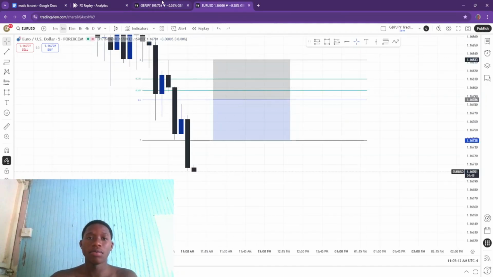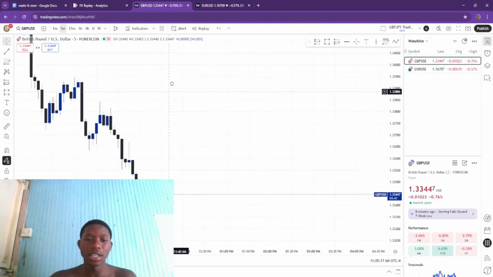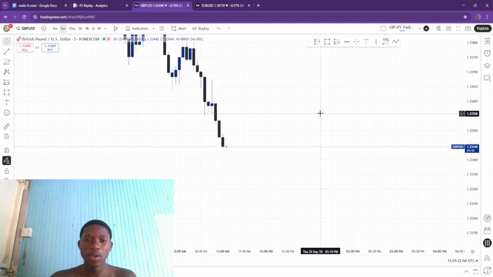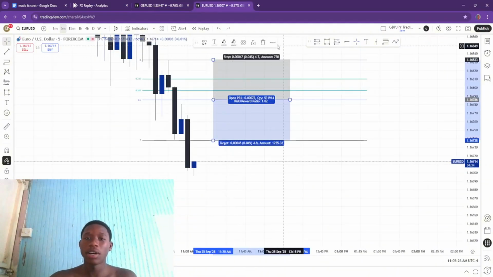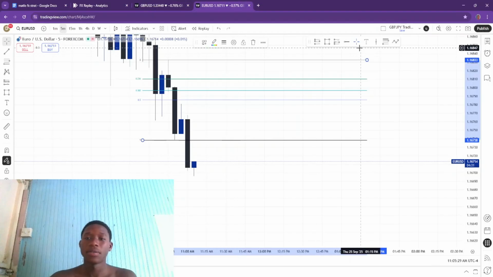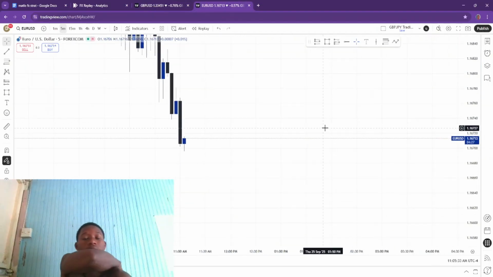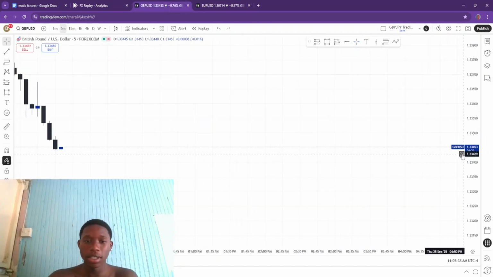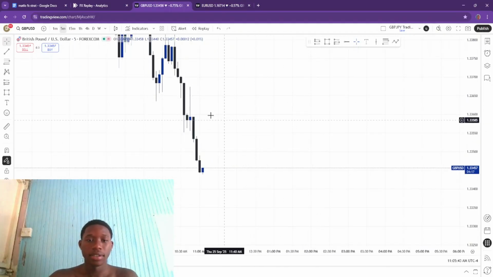GBP JPY. So that's not what I'm supposed to be trading on. GBP USD killer. Oh my gosh. GBP USD looking to create a nice trading opportunity for us. We'll have to move that. Put our eyes on GBP USD because, yeah, what time was that? Alright, so it's still good.